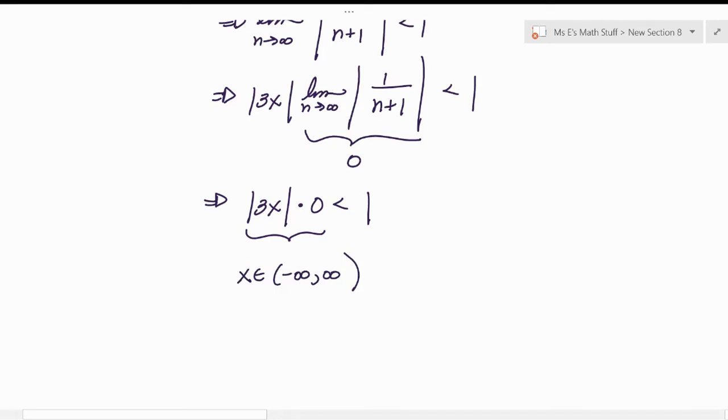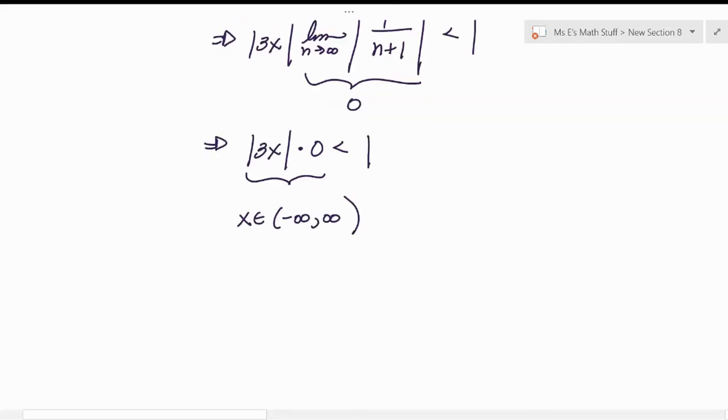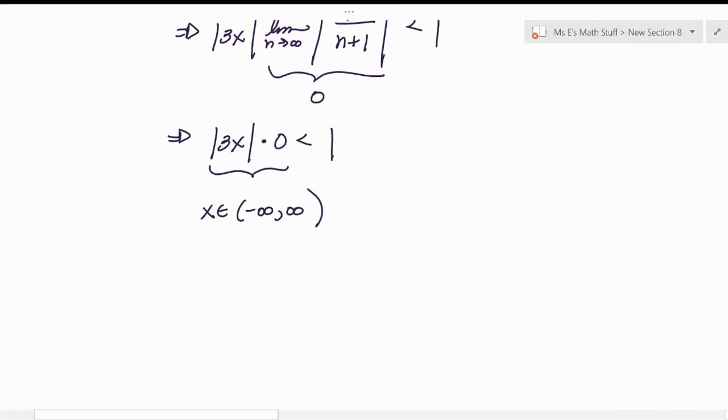And what's lovely about this problem is that there's no need to check any endpoints, because how on earth would you check infinity anyway? It's not like all of a sudden you're going to include infinity, right? That makes it look like you don't know what infinity is. So we're done with this one. No need to check endpoints when you get negative infinity to infinity. So this is your interval of convergence.